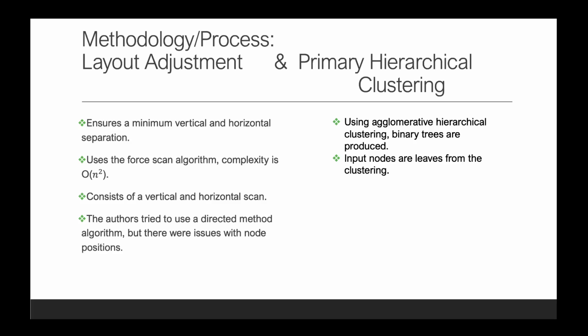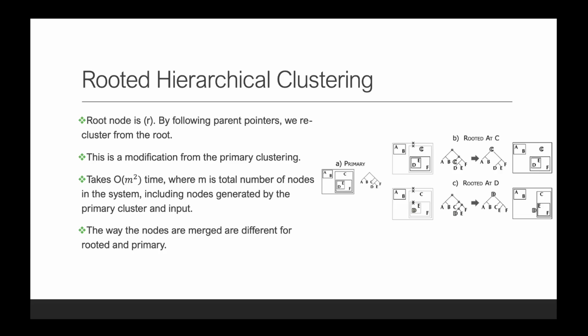Primary hierarchical clustering. Using agglomerative hierarchical clustering, binary trees are produced. Input nodes are leaves from the clustering. The distance between the clusters is the Euclidean distance between the centers of the rectangular boxes.